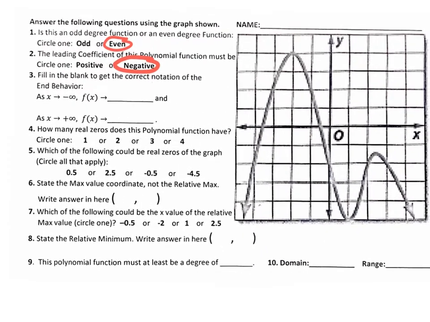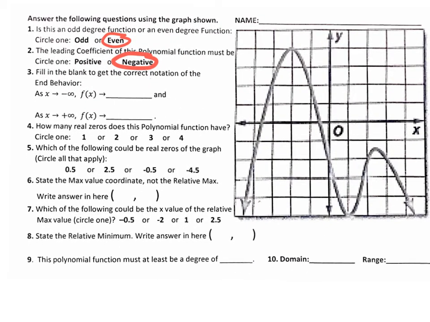Now let's fill in the blank when we describe the correct notation of the end behavior. So we all need to know this. X arrow negative infinity, what does that mean? As your x values approach negative infinity. So here are your x values. Here's 1, here's 2 for x, here's 3 for x, 4 for x. So going this way is positive infinity. Over here is negative 1, negative 2, negative 3. Oh, this way is negative infinity.